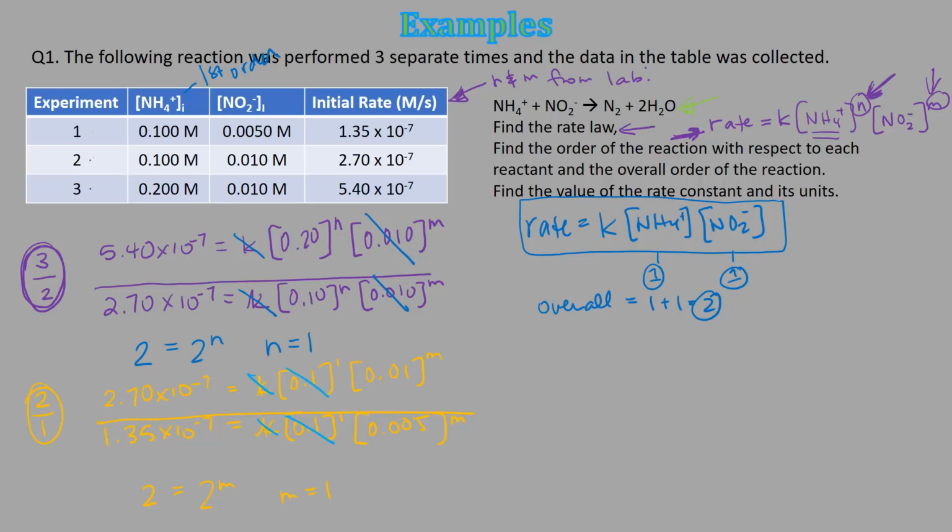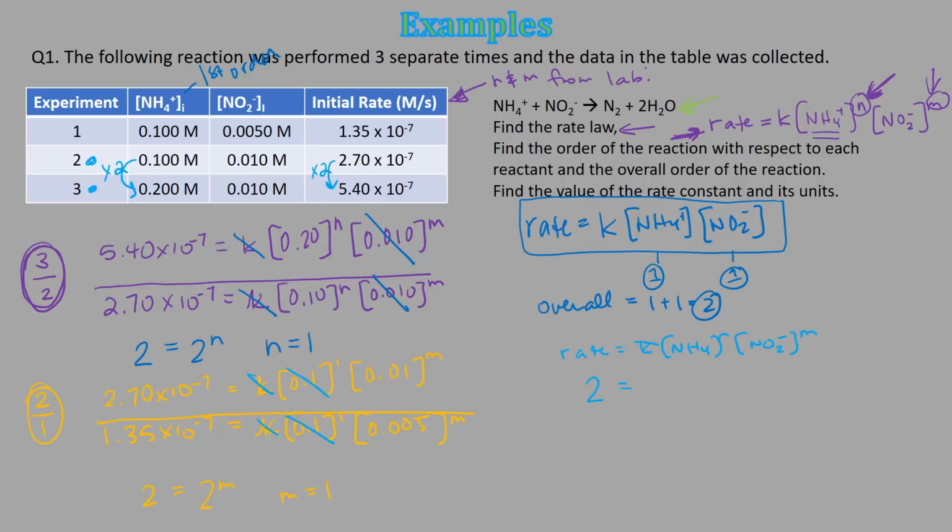All right, so we look at our data and we do the same thing. We say, okay, we have to use experiment 2 and experiment 3 for ammonium. And if I look right here, this doubles, so times 2. And then if I look right here, this doubles as well, times 2. So my rate, right, this is our rate law. Rate is equal to K times the concentration of NH4 raised to the N, concentration of NO2 raised to the M. So my rate doubles, so I plug a 2 in for rate.